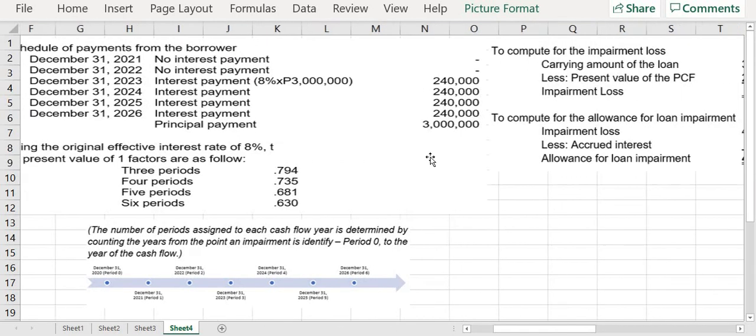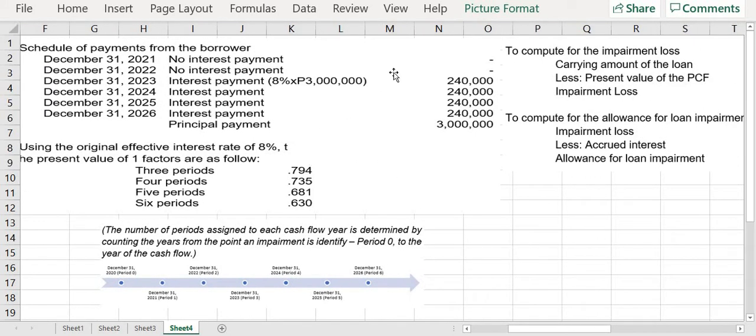Okay, so to get the present value of the future cash flows, multiply mo lang si 240,000 by the present value factor, using the original interest na 8%. That's 0.794. Si 240,000 for 2024 naman, that's 0.735. For 2025, that's multiplied to 0.681. And then to 0.630 naman ang cash flow. The 240,000 and 3 million for 2026.